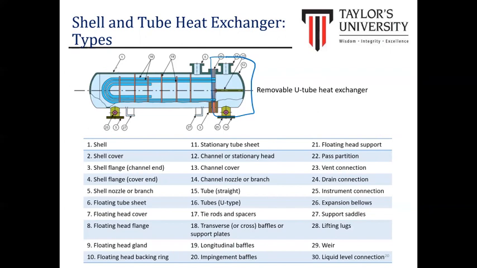So number one, you can see we have shell and shell cover here. This is number two, we have the shell flange. You may refer to this. This is flange. And we have shell nozzle, number five here, floating tube sheet, and so on. So you may refer to each number that indicate the detailed information on the component in the shell and tube.